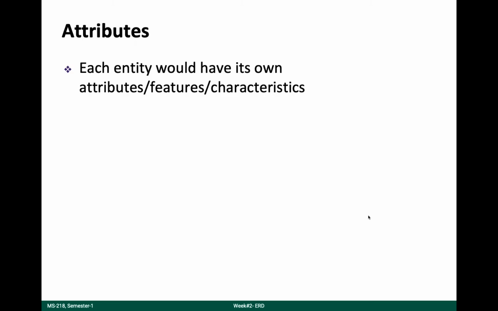Then we have attributes, right? And each entity would have its own attributes. We can call them features, characteristics. But obviously every entity has so many attributes. Will we collect all the attributes of that entity, or would business requirements define the attributes? What do you say?